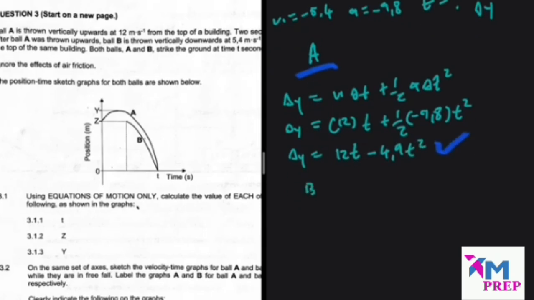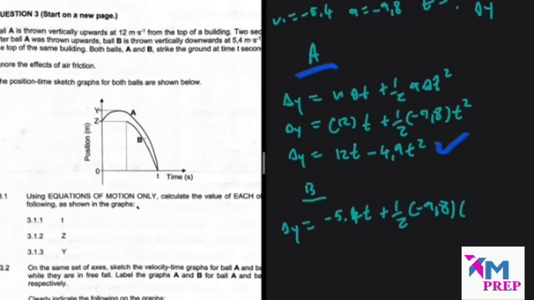What about ball B? When we go to ball B, delta y is going to be equal to minus 5.4 t, right? And then plus a half times minus 9.8. I know that it's going to give me minus 4.9, but I'm just choosing to write it as it is because I don't want to go to the answer without substituting. If you do that, you lose marks in the exam.